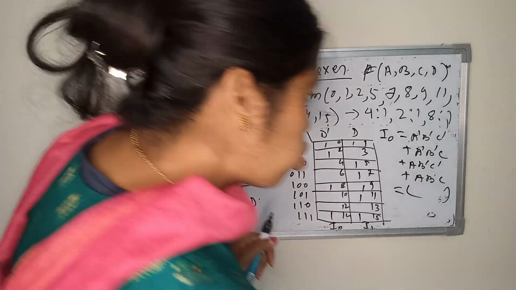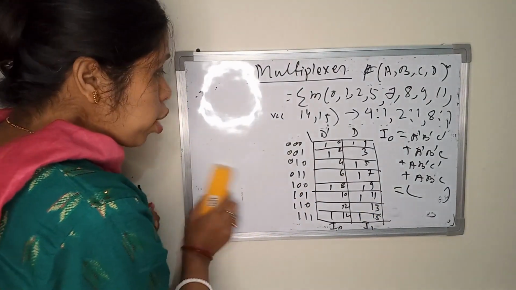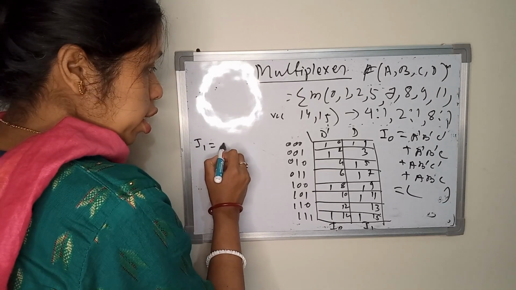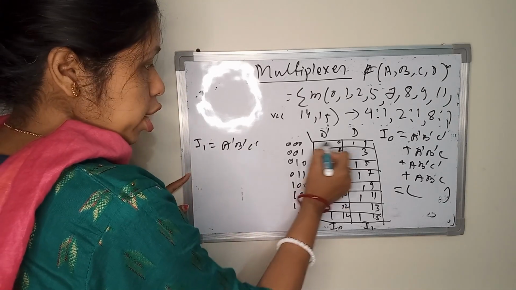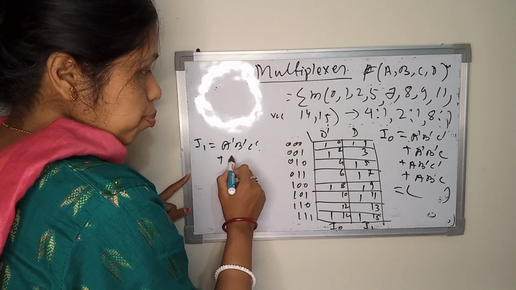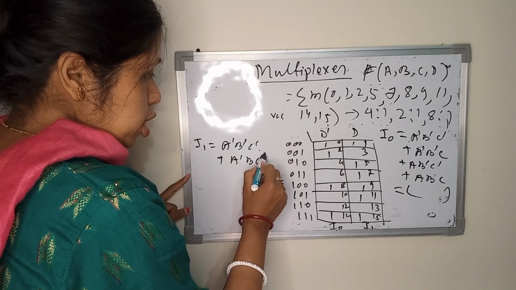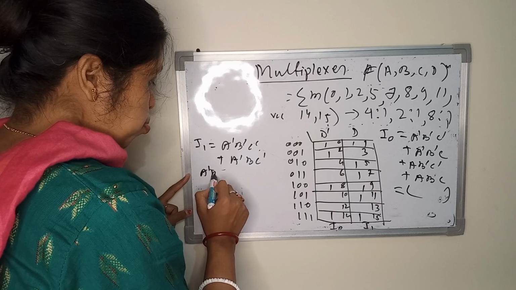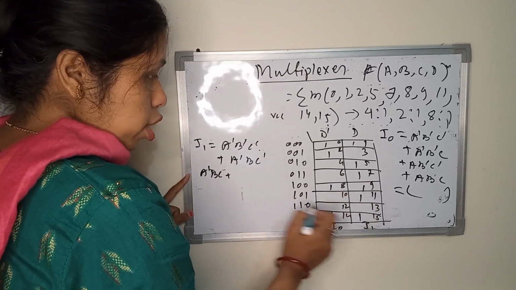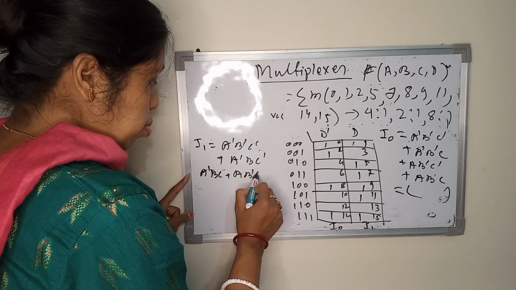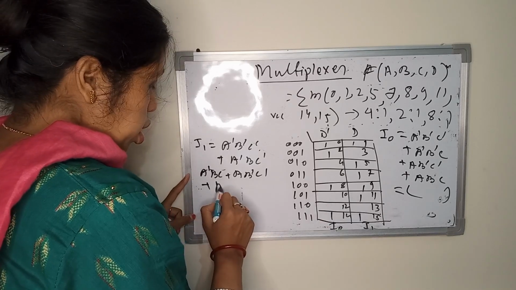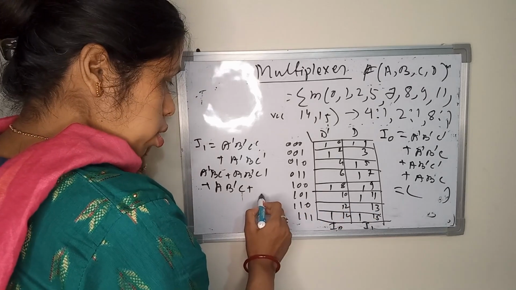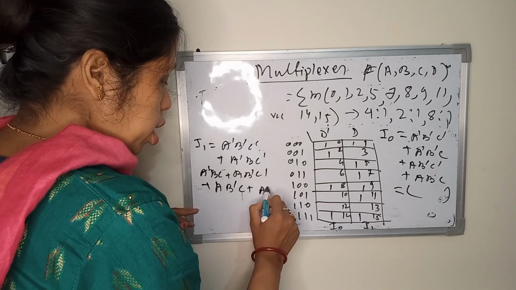And for I1 also I will write the corresponding terms. So I1 is equal to A prime, B prime, C prime. Here it is 1, A prime, B prime, C prime. Then A prime, B, C prime. This is 1, A prime, B, C prime. Then A prime, B, C, like this. You have to write all the combinations. A, B prime, C prime plus A, B prime, C plus A, B, C.